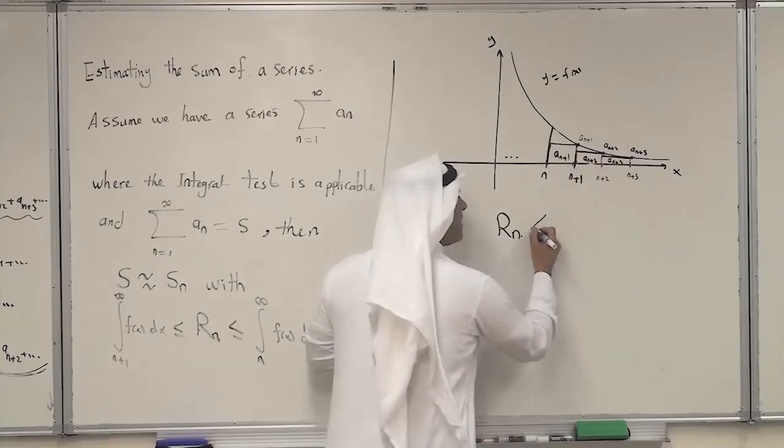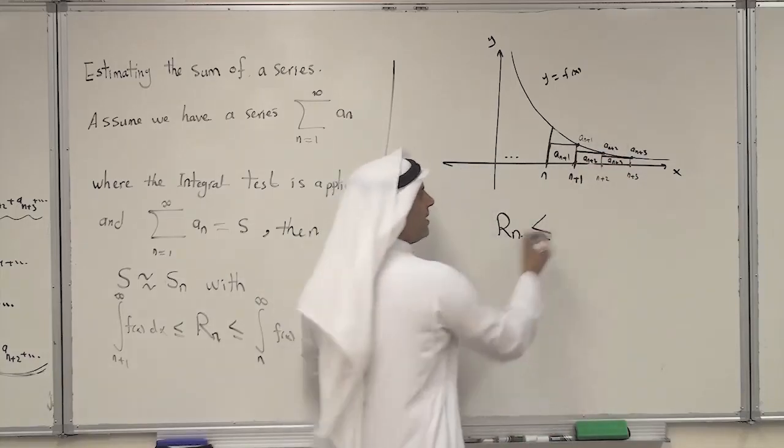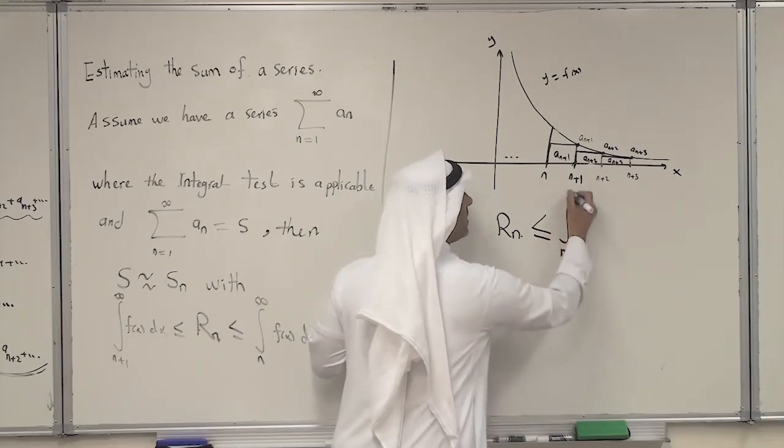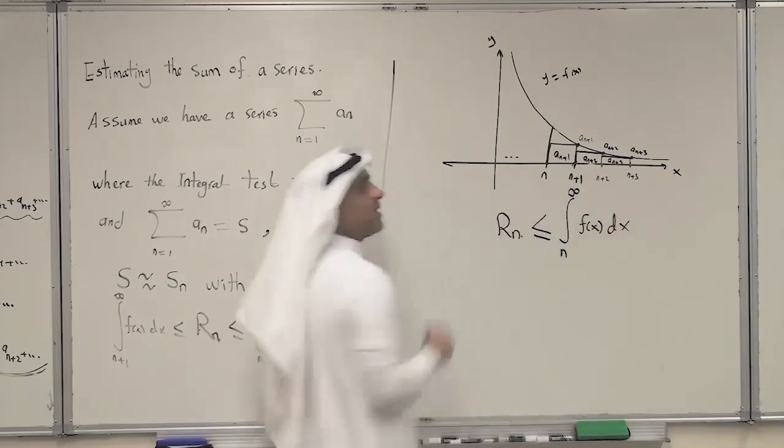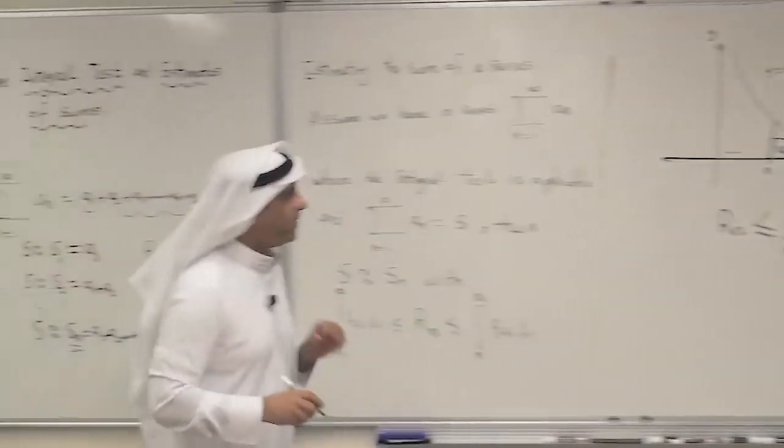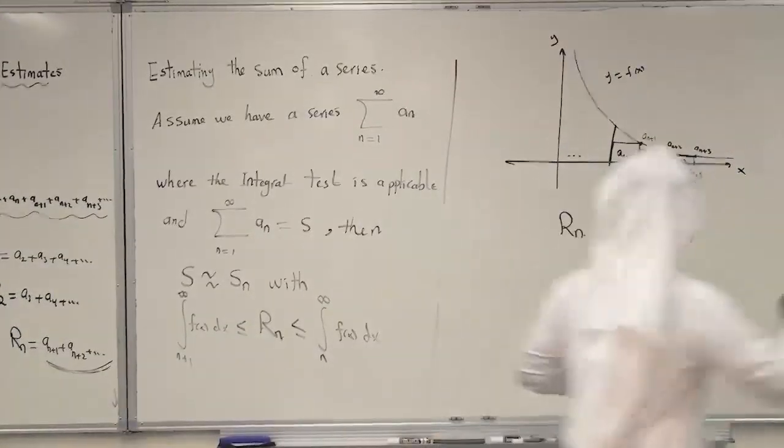You can easily see that this is less than or equal to the integral from n to infinity of f of x dx, from the shape we have in the front. So that's exactly what we have here. That's one point. I will graph the same shape again.